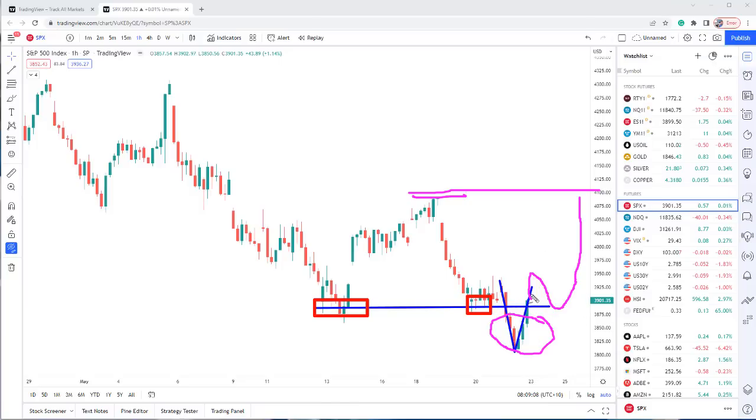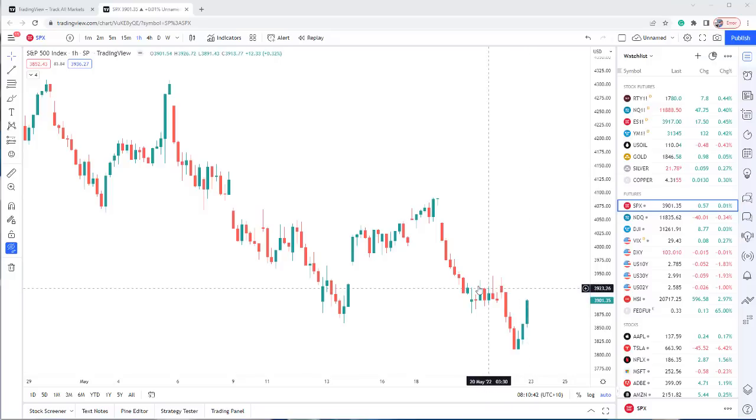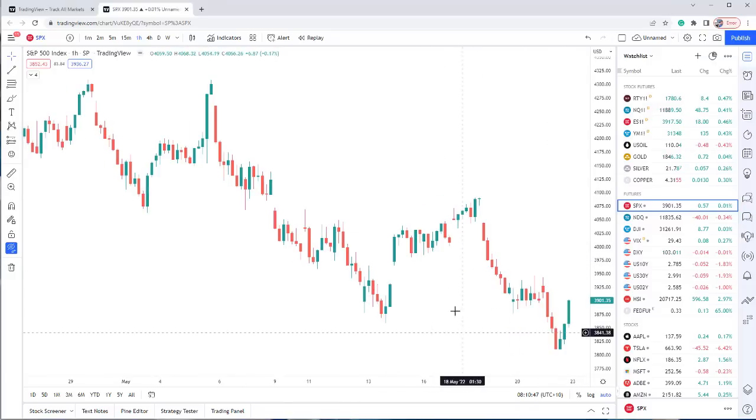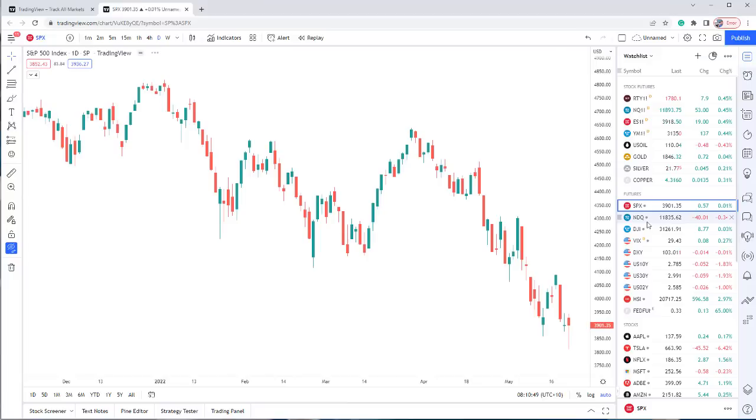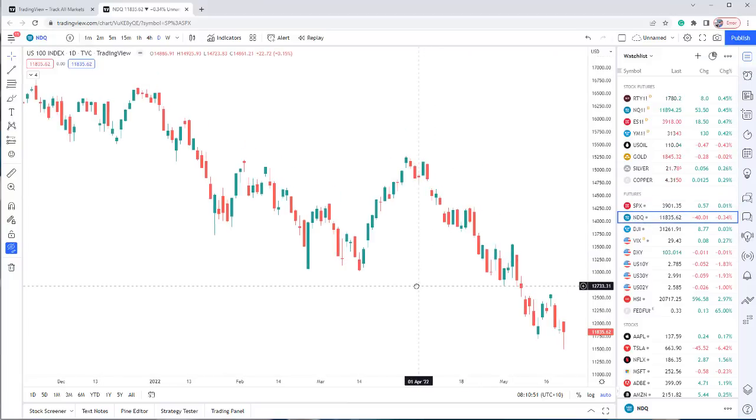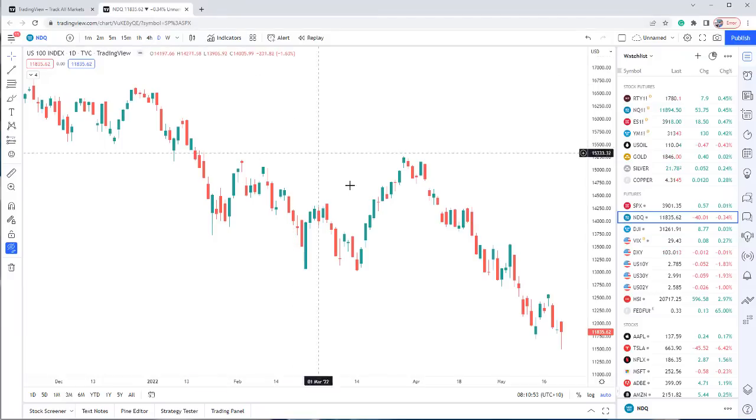So it's going to be really interesting to see whether this V bottom still continues to want to kick in, because we're not out of the woods yet when it comes to that on the S&P 500. Let's look at the Nasdaq. And the Nasdaq is in a very similar situation to what I was saying before.